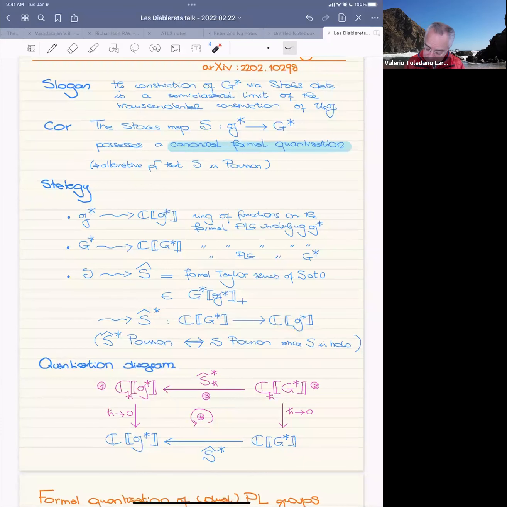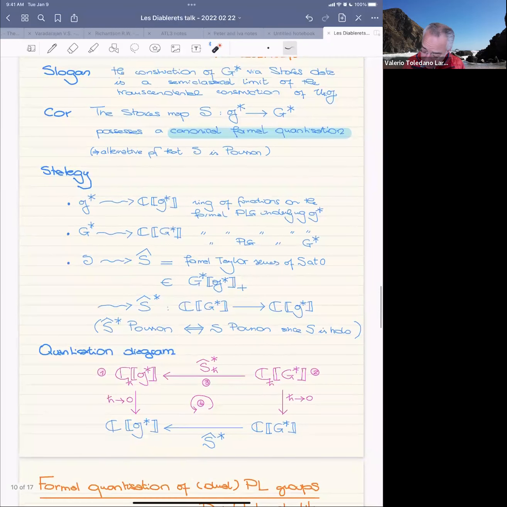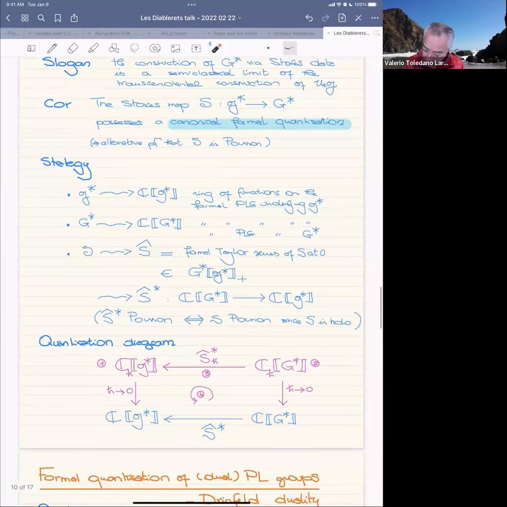Okay. And note that because the original Stokes map is holomorphic, it's going to be Poisson if and only if its formal power series is Poisson, and therefore if and only if this pullback is a formal Poisson morphism. So I can now free myself completely from the analysis, so to speak, and go into this world. And if all I'm interested in is to say that this map is Poisson, well, this formal world will suffice to that end. Okay. So where we are is here.